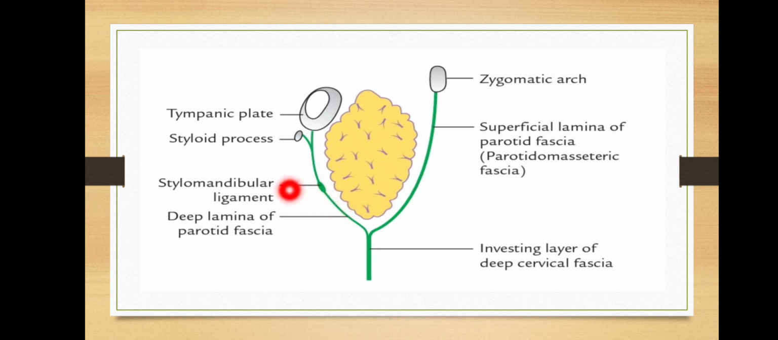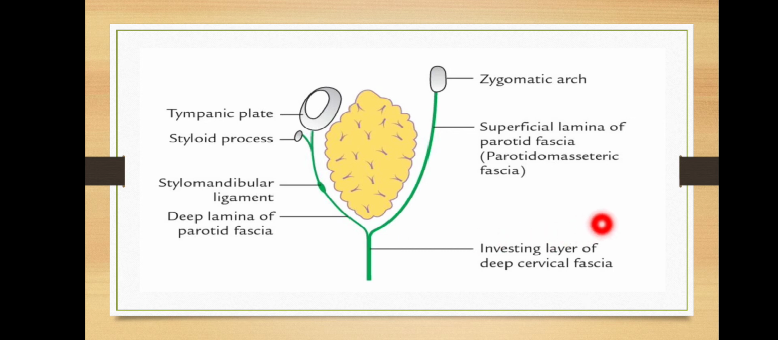Next, the deep lamina will be attached to the tympanic plate and the styloid process by forming the stylomandibular ligament. I repeat, this deep lamina of the parotid fascia is attached to the tympanic plate, this is the tympanic plate, and the styloid process by forming the stylomandibular ligament. So when you write about the parotid capsule, you should draw this diagram.